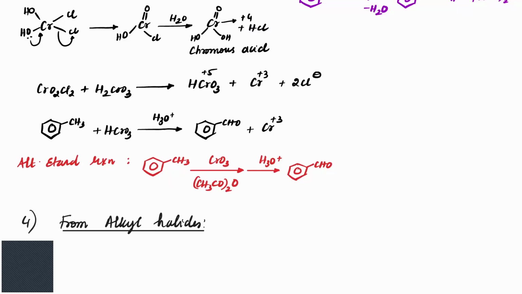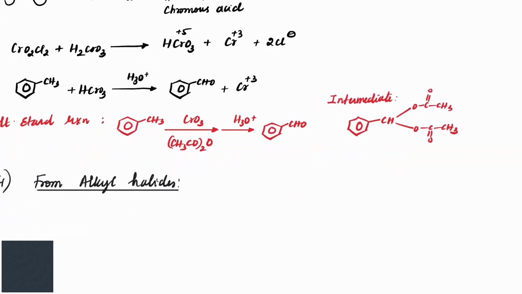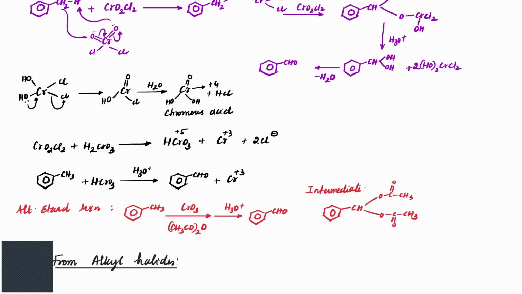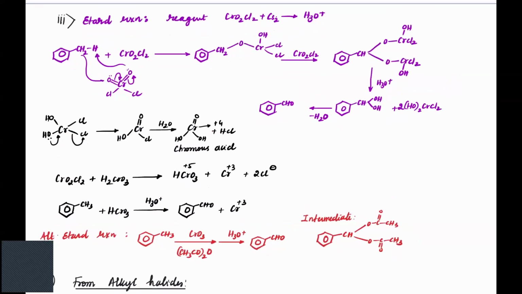Here I would just like to show the intermediate, because that is given directly in NCERT. The intermediate which is formed is not with respect to chromium but with respect to the acetate group, that is CH(OCOCH3)2 with two O, C double bond O, CH3 groups. This intermediate, on hydrolysis, will eventually give us benzaldehyde. So please check out the Etard reaction carefully. This is given in NCERT, and it's a very common question how the reaction works in Etard.